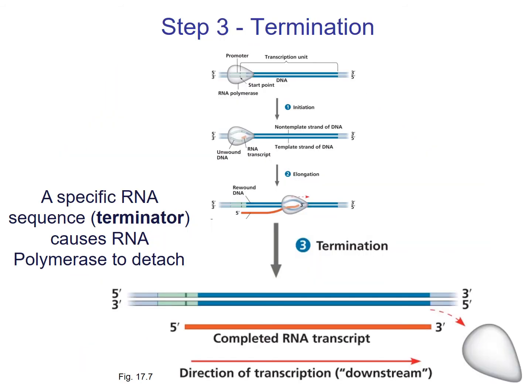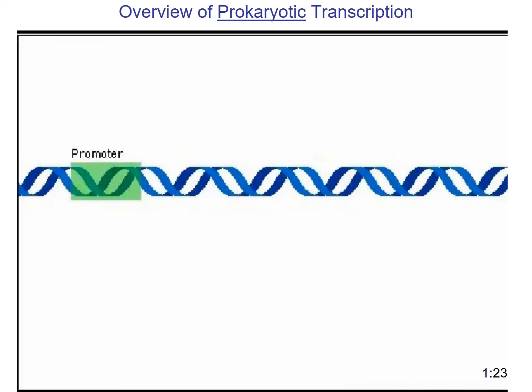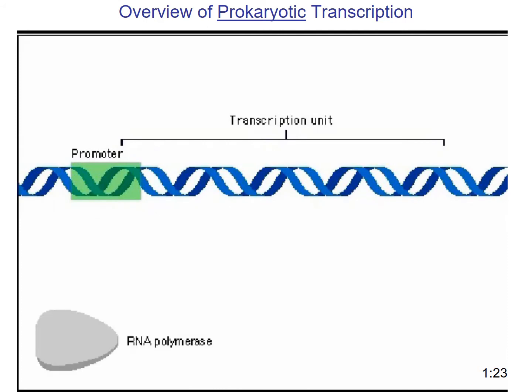So lastly, finally, it makes it to the end. That's where the terminator is. That's the sequence after the stop codon that says, hey, time to let go. So the RNA polymerase detaches, and that's the end. The first step in protein synthesis is transcription of RNA from DNA. The portion of the DNA that is transcribed into an RNA molecule is called a transcription unit. An enzyme called RNA polymerase carries out transcription.